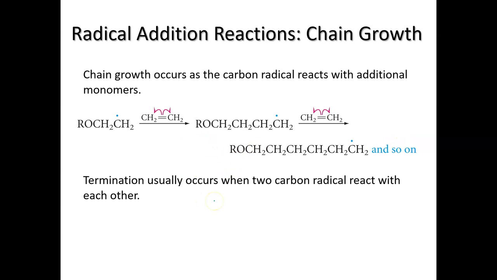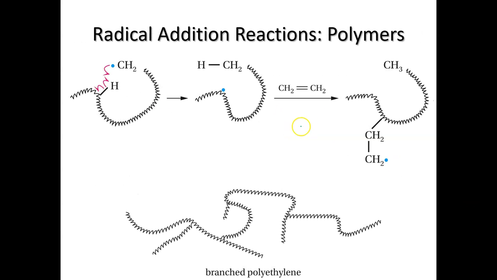And usually we're going to talk about the chain growth happens, and eventually we'll have termination as well when two of these free radicals come together. During the chain growth, branch points can be introduced if the chain wraps back around itself and grabs the hydrogen atom from the middle of the chain.